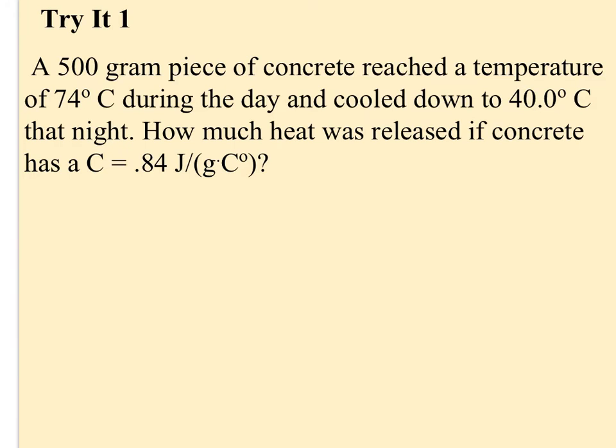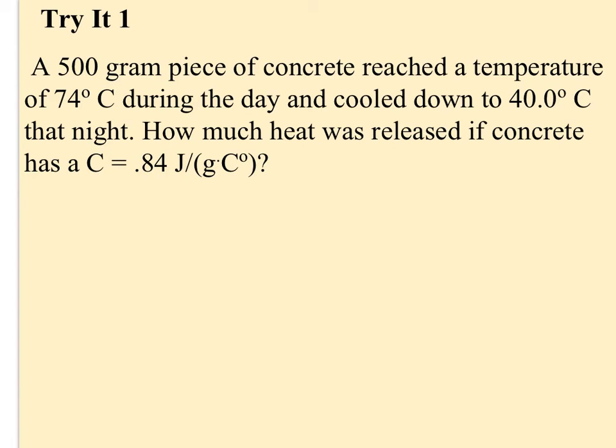So I've got a couple examples for you to try, so I'd encourage you to pause and try this on your own. A 500-gram piece of concrete reached a temperature of 74 degrees Celsius during the day, cooled down to 40 degrees at night. How much heat was released if concrete has a specific heat of 0.84 joules per gram Celsius degree?